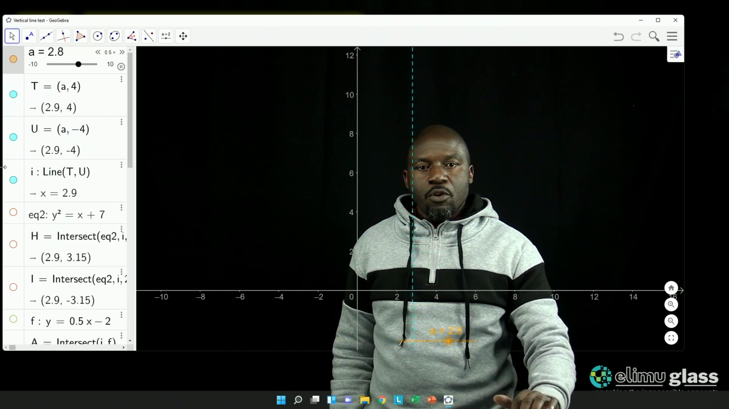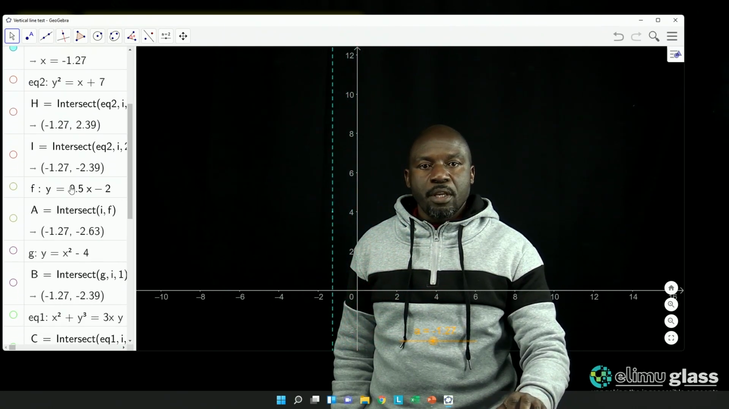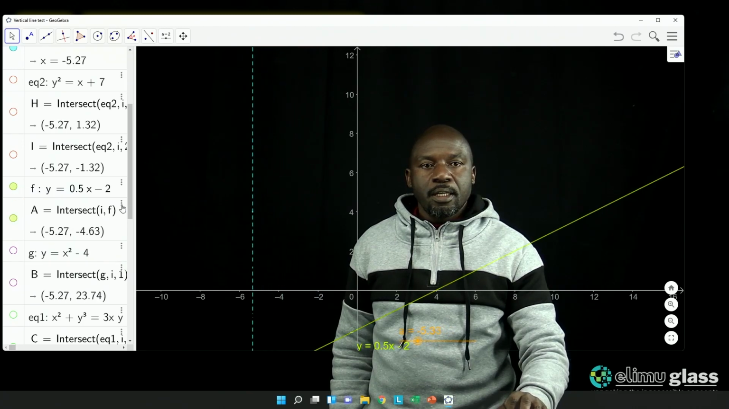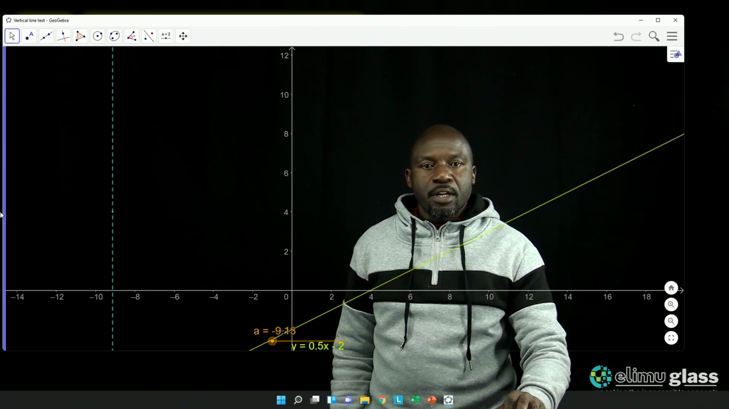We'll try a few more. I think I had a number of them here. Let's try this one here. This is the equation of a straight line. Does this qualify as a function?